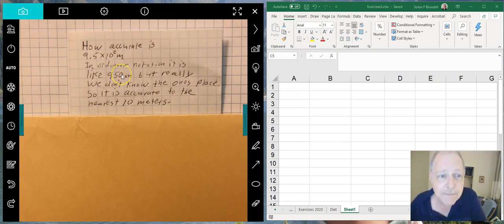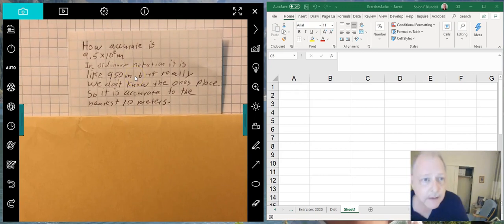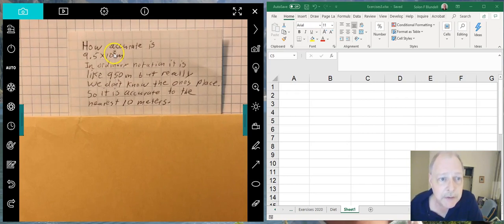That zero there is uncertain. And we really only know the result to the nearest multiple of 10 meters. We do not know what goes in the ones place. So this is accurate to the nearest 10 meters. Now, let's look at another one. Almost the same thing, but where the exponent is a little bit different.